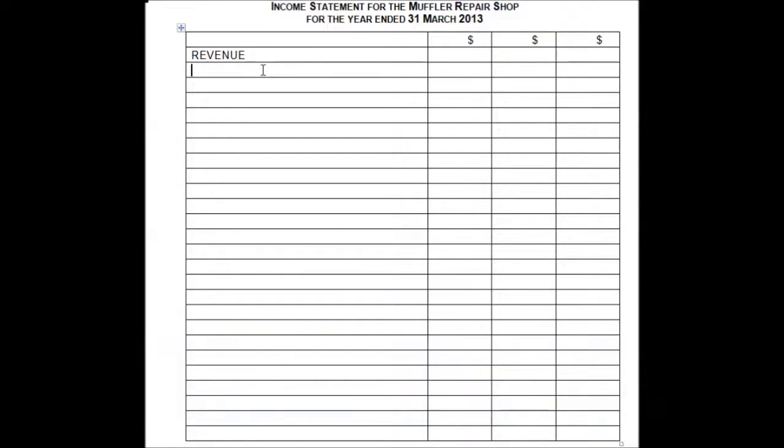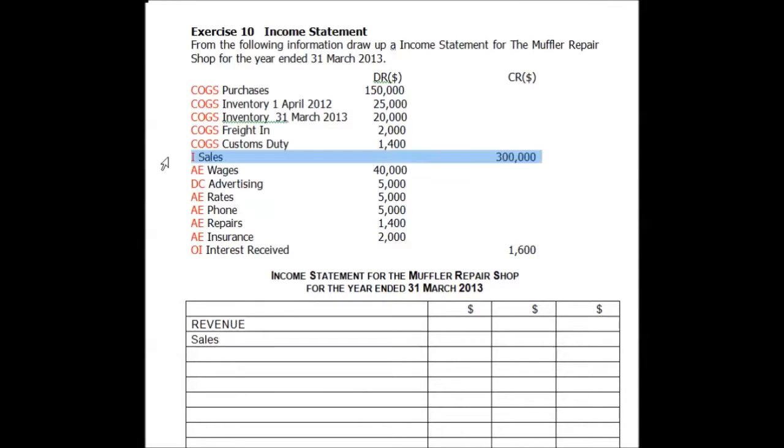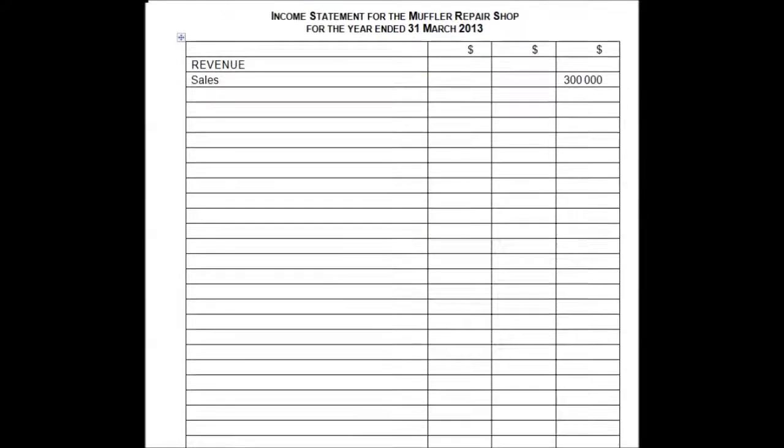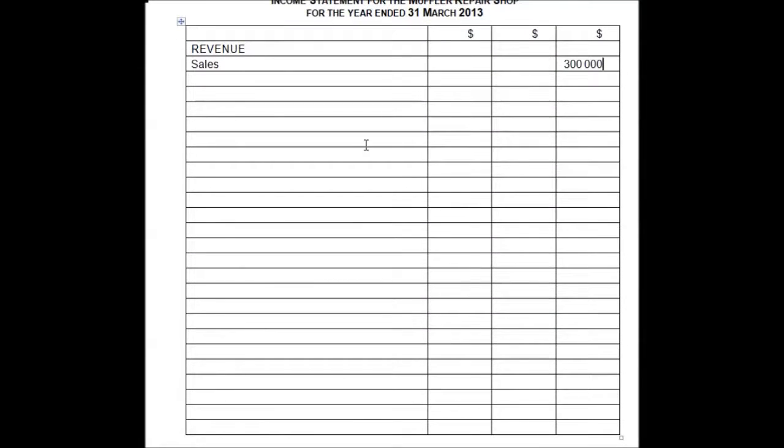I've got revenue here, and I'm going to start off by putting sales in revenue, because if we look up here, sales is the main source of income that we have. For sales, I'm going to put that in the third column all the way over here. The reason we put those in the third column I have explained in class, but again, if you want to look at that, please do ask me. So, sales is 300,000, and then I'm going to go less cost of goods sold.